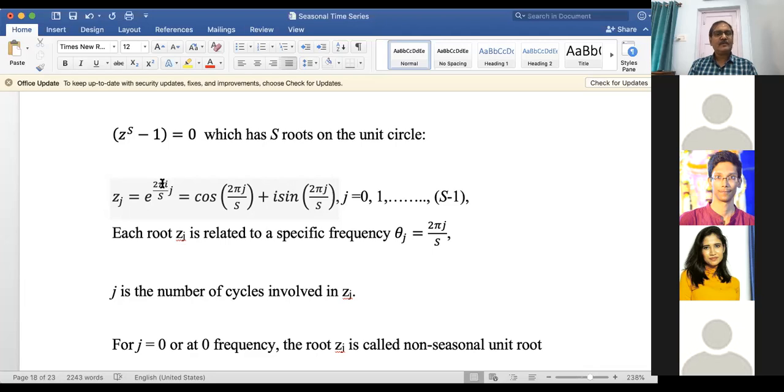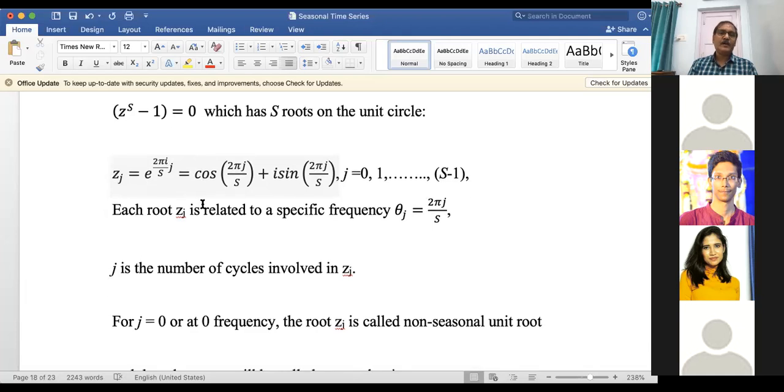You are familiar with pi. So you can express this exponential form in this trigonometric function. This is equal to cos of twice pi j by s plus i into sine of twice pi j by s. So the solution of the characteristic equation z to the power s minus 1 equal to 0 looks like this.